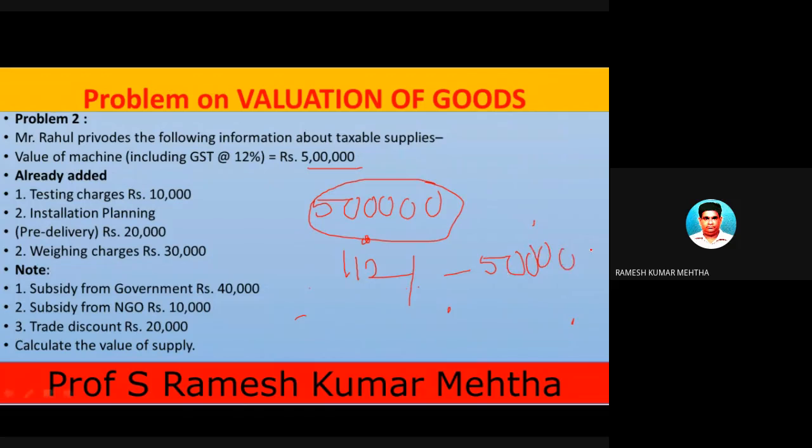So what is 100%? 100% is obtained by cross multiplying: 100 into 5 lakhs by 112. If you work this out, you will get the price which is not inclusive of GST. We will find out the value later, so let's skip it for the moment. Now, in this amount, how many items are already added? And we have to find out whether others should be added or not.